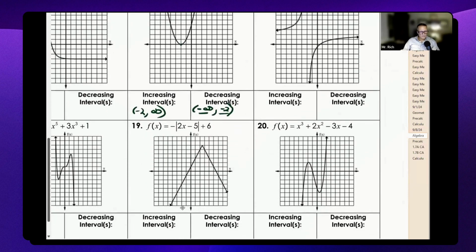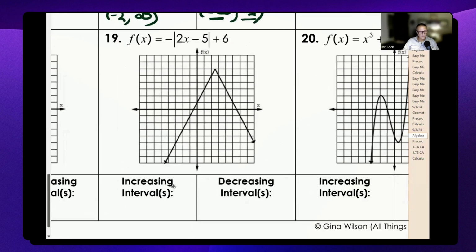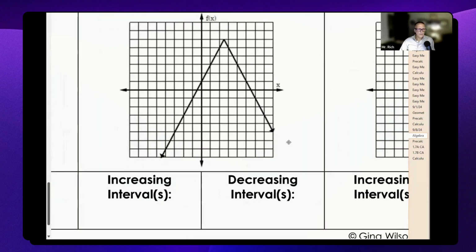So these are absolute value functions. Most of you in Algebra 2 have been working with absolute value functions. That's what this is. If I had to give an interval over which this function is increasing, it's going to be this section right here because the slopes are positive, or picturing it, if I was moving on top of this function from left to right, I would be on the ascension here. And then over here, I would be on the descension.